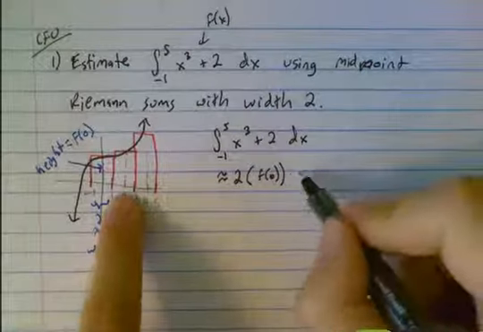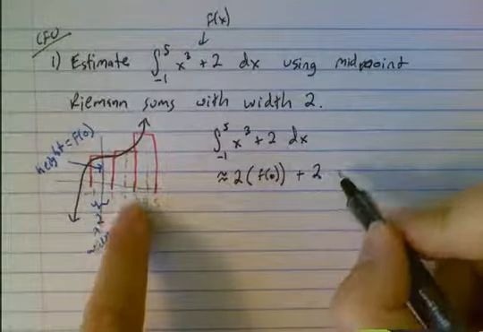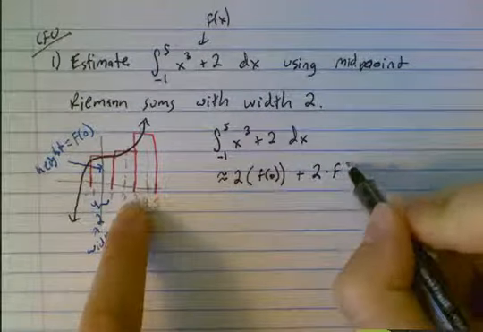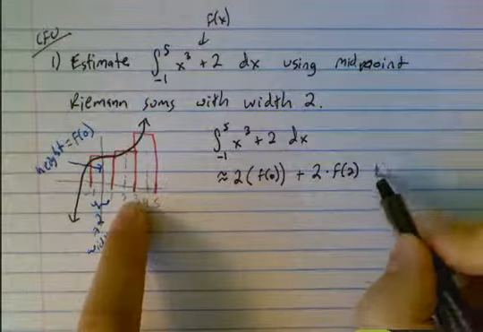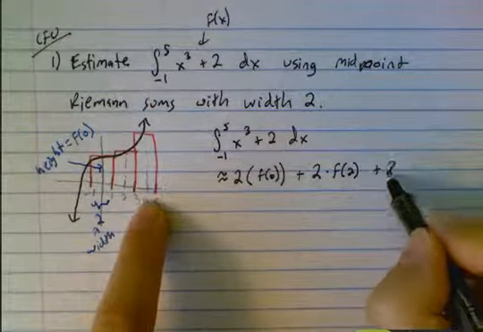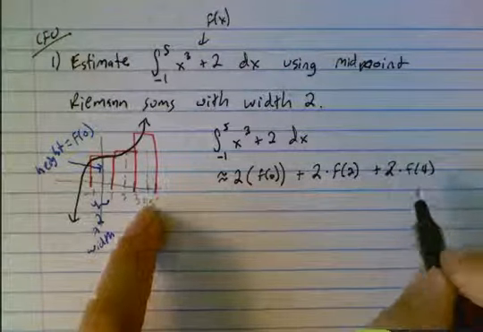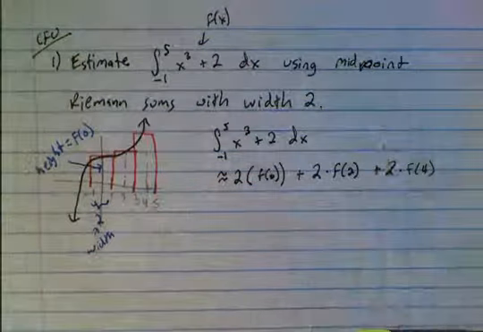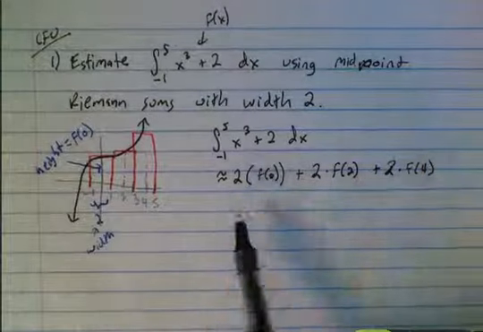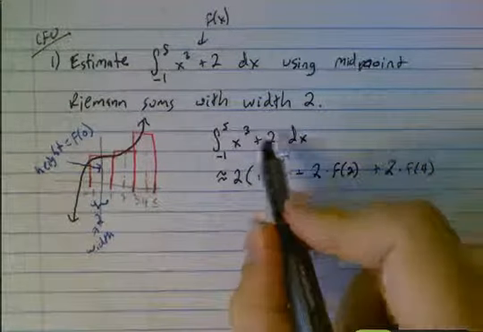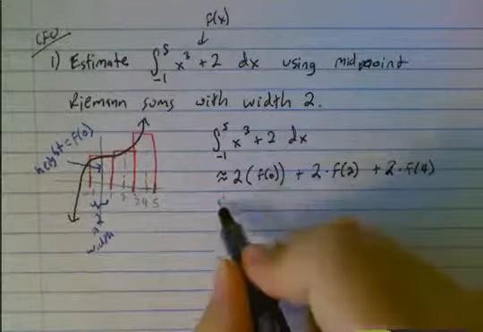Then the same thing for this one. The width is 2, the height is whatever f of 2 is. This one, the width is 2, the height is whatever f of 4 is. Now you can work these out on the side if you like, or you can work them out here. But we do know that f of x is x cubed plus 2.